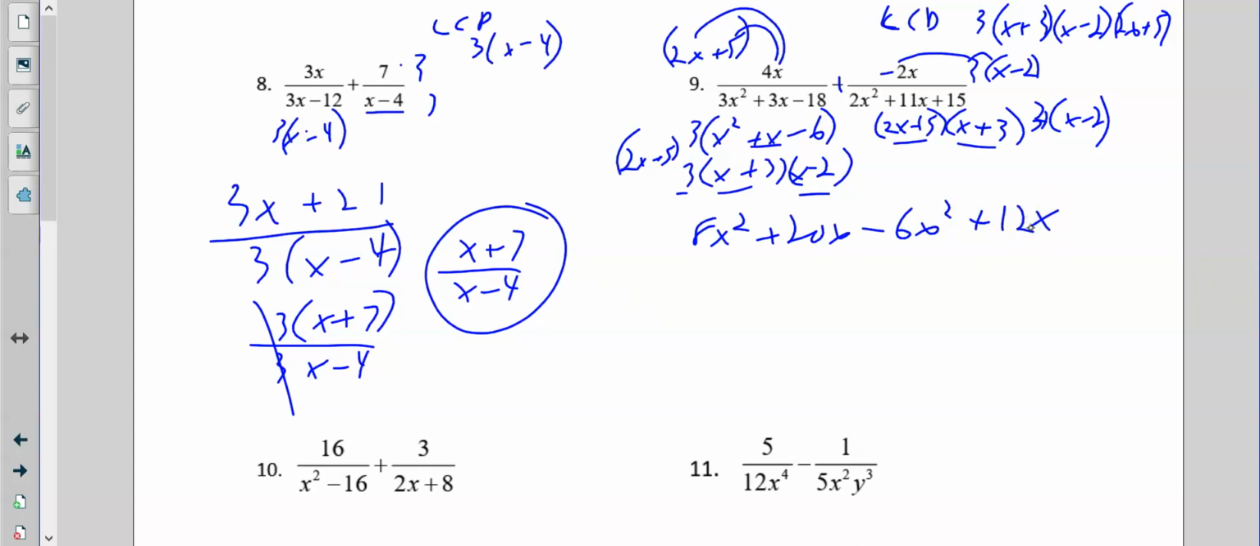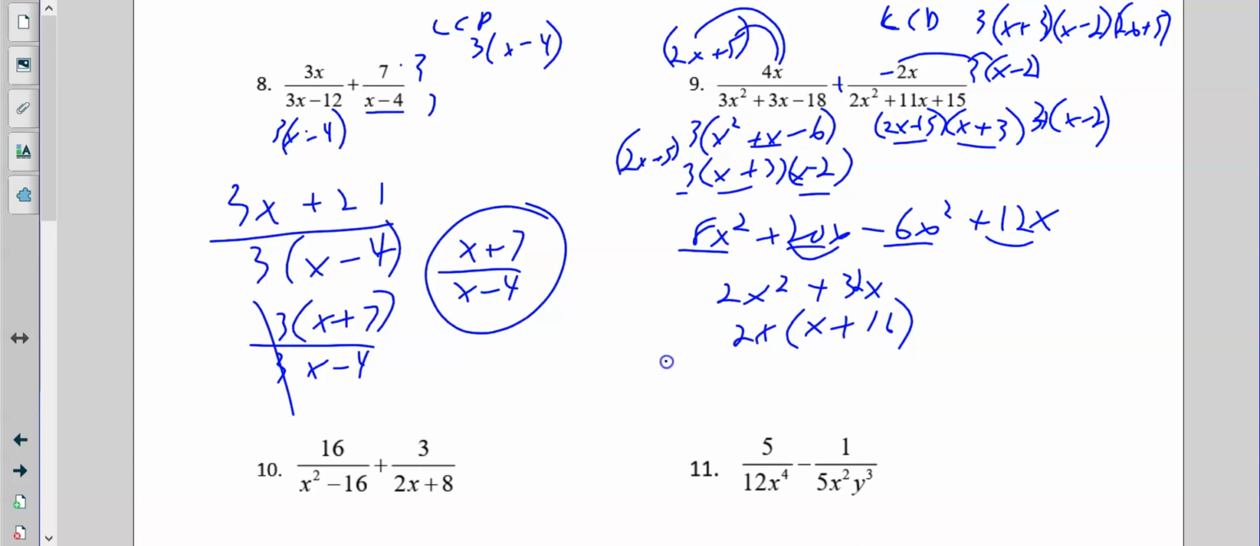Now I'm going to simplify. 8 of these, take away 6 of these is 2 of these. 20 plus 12 is 32. Now I'm going to factor again. I'm going to take a 2 out, and I'm going to take an x out. That gives me x plus 16. And that's all I can do.